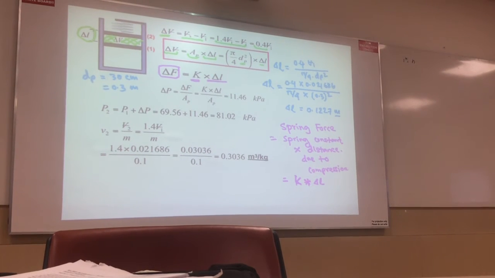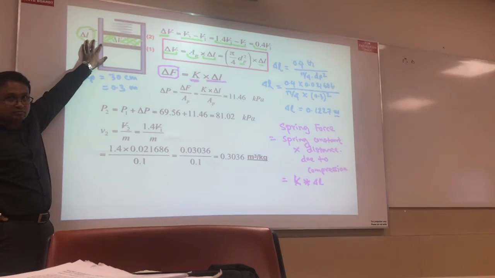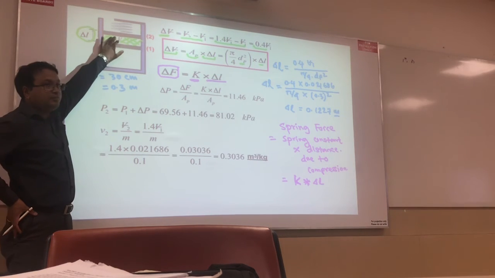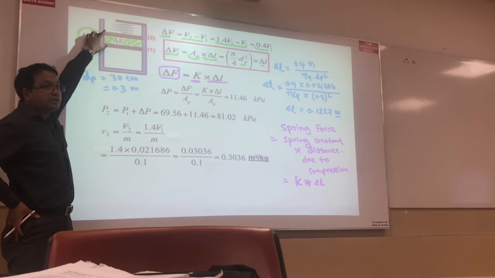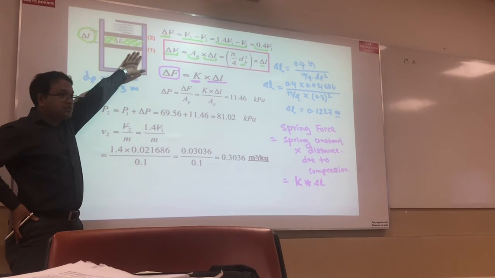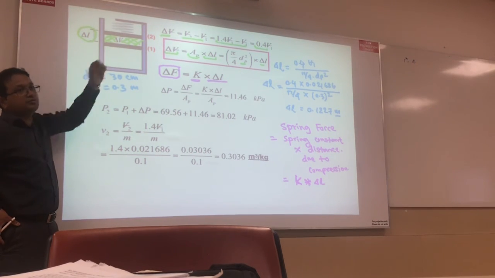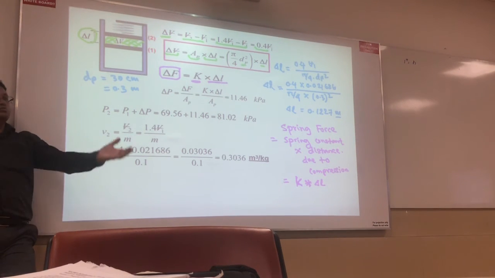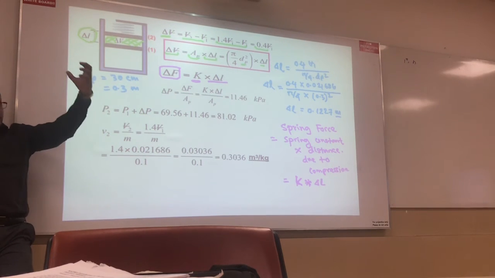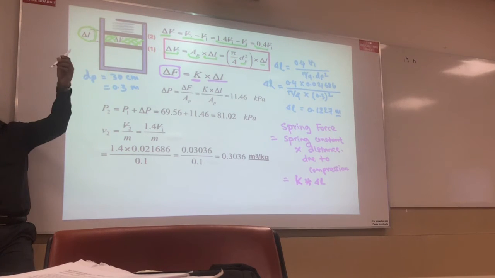Then what is delta F? Delta P, right? So here is P1 initially. When it's moving up, pressure increases, so the final pressure here is P2. So delta P times the area of this piston is the spring force also. What is pressure? Force per unit area is pressure. This amount of pressure acted on this amount of area.